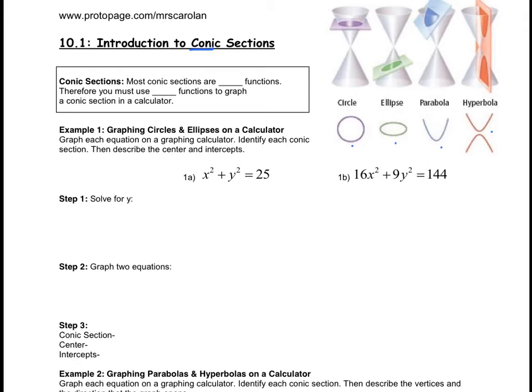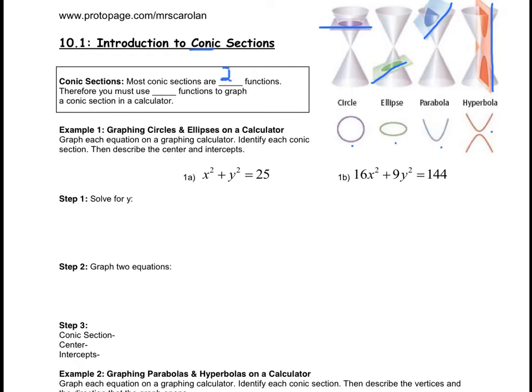So you can see if you cut it straight horizontally, you'll end up with a circle. If you cut it on a diagonal, you'll have an ellipse. If you slice the side off like that, you'll get a parabola. And if you slice it vertically through the top cone and the bottom cone, then you'll end up with a hyperbola. So most of them are made up of two functions.